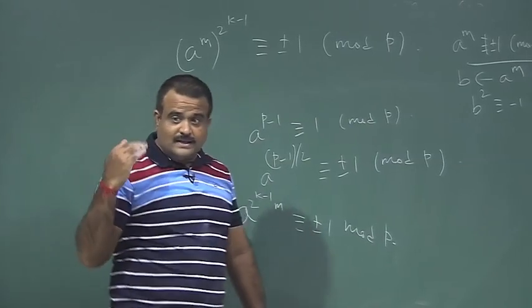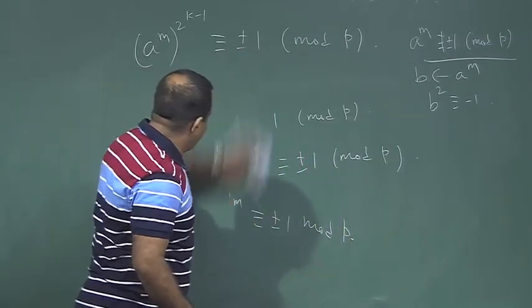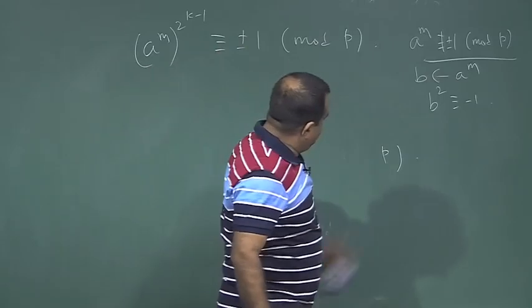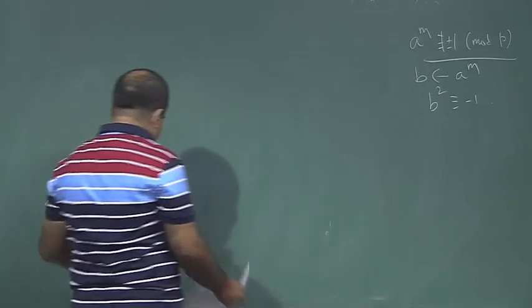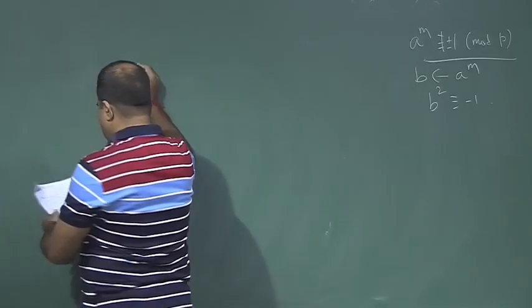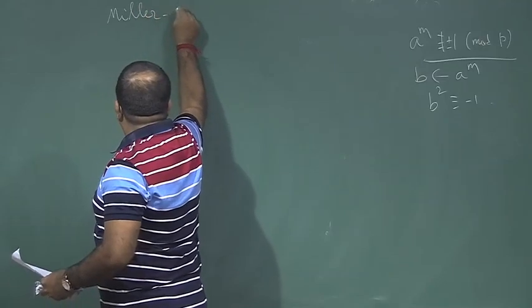So, that will give us a necessary test. Let us write the Miller-Rabin primality test. So, this is the code for Miller-Rabin.